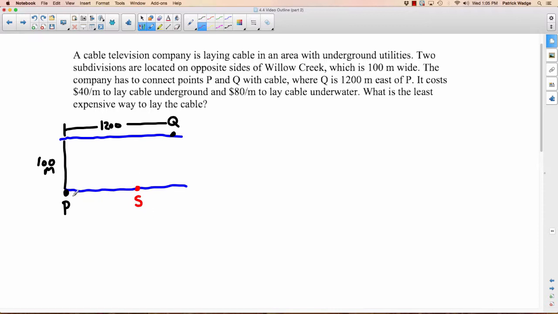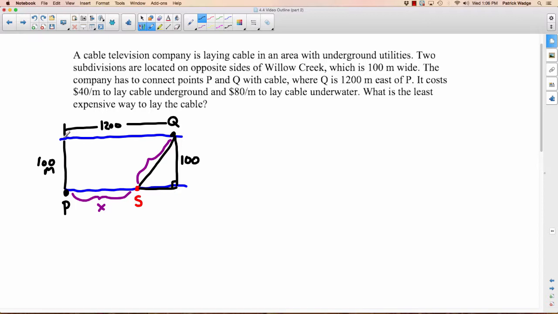So how we're going to do this is we're going to lay some cable underground from here to here. Now whatever that distance is, I'm going to call it X. And then we're going to lay some more cable underwater from here to here. And what I'd like to do is figure out what I'm going to call that distance. So any ideas how you're going to figure out that distance? You're going to draw a line right here. So you end up with a lovely right triangle. Now you know how much this is. This is exactly the same as this. This is 100.